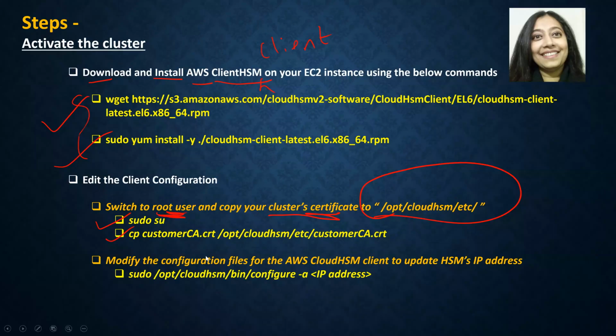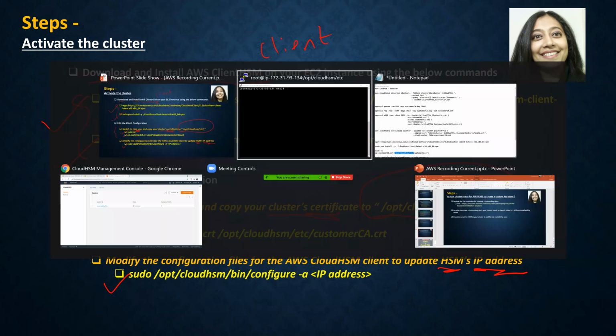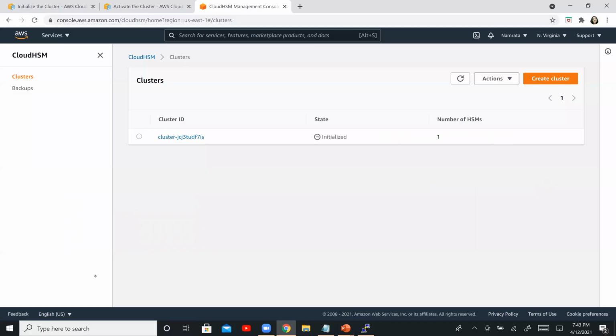So we completed these two commands. The next thing that we are going to do is we are going to modify the configuration of AWS CloudHSM client to update our HSM's IP address. And this is the command to do that. But before we go and update the IP address, we have to get the IP address, right? So let's go back and hopefully this has initialized. Okay, it's initialized. There you go. The status has changed.